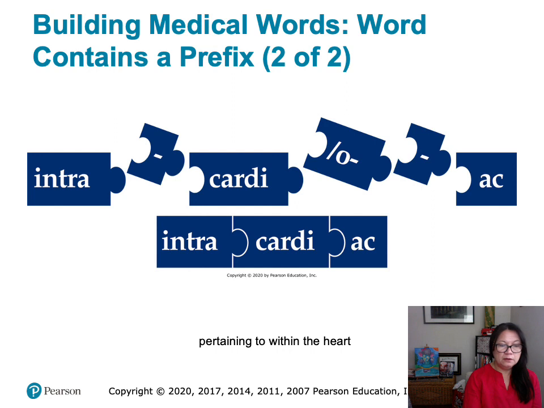Now it's time to put the word parts together. So we delete the hyphen from the prefix, we delete the forward slash and hyphen from the combining form, along with the combining vowel because the suffix already begins with a vowel. Finally, we delete the hyphen from the suffix and join the three word parts, and you have the word intracardiac.